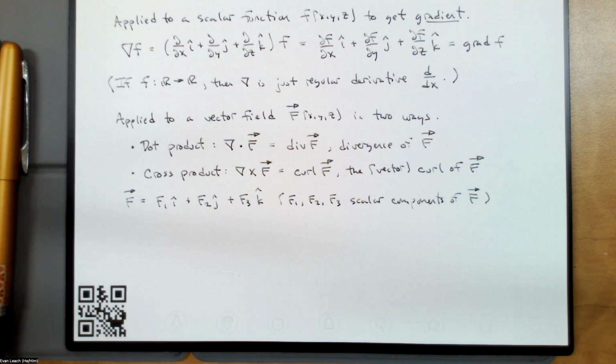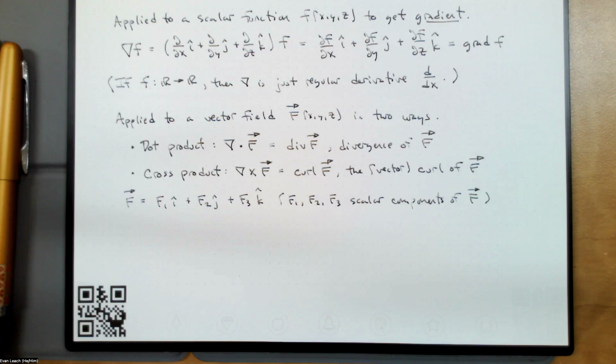F1, F2, and F3 are all functions of X, Y, and Z, and they are the scalar components of the vector field F. This is how we build a vector field: scalar functions for each of our directions.